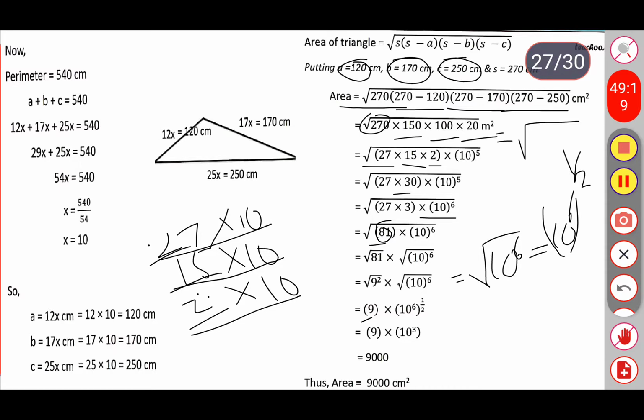Now multiply this, what you will get? 10 raised to 6 by 2. 2 ones are 2, 2 threes are 6, that is equal to 10 raised to 3. So 10 raised to 3 means 1000, right? So 9 into 1000 is 9000 centimeter square, which is the area of the triangle.